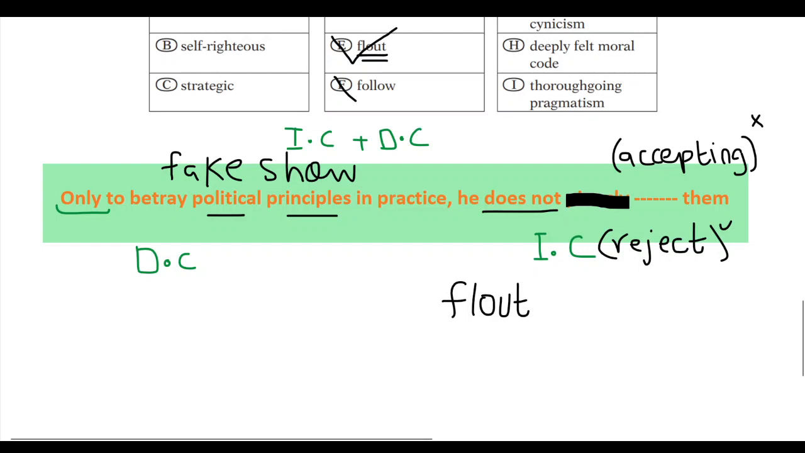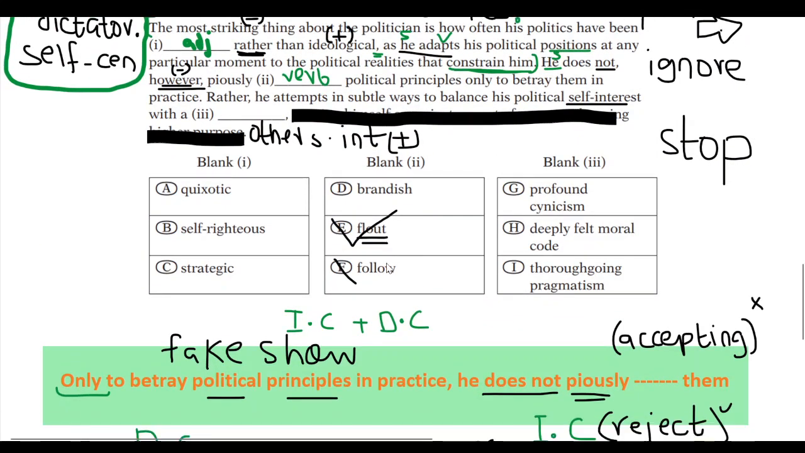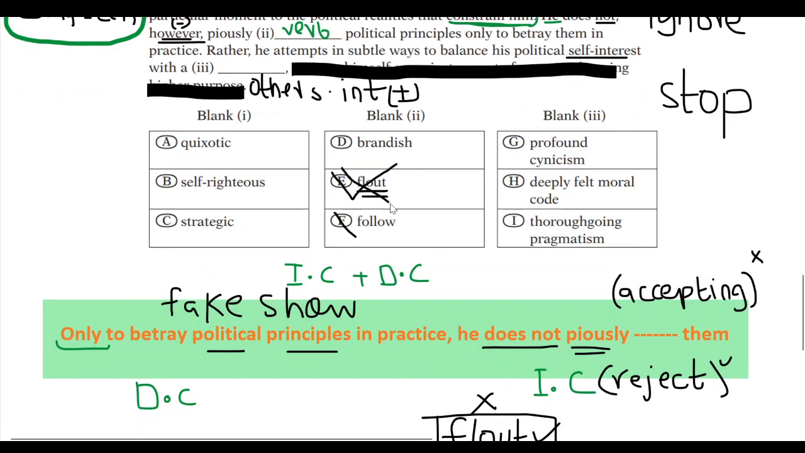However, if you again consider this word piously, you will notice, can you piously flout? Flout shows disregard for rules and consideration of authority, to the point of being shameless, to the point of being bold. With piously, this word does not simply add up. So again, my second guess was also wrong.